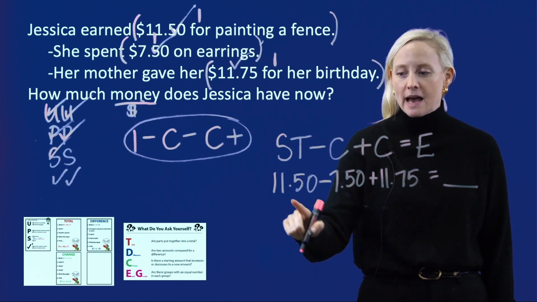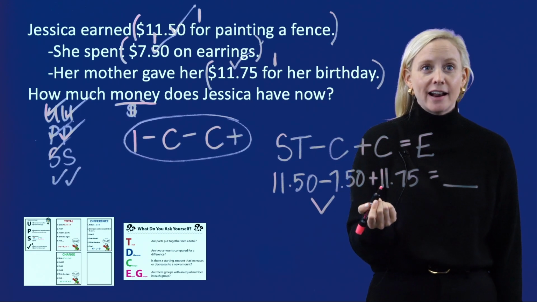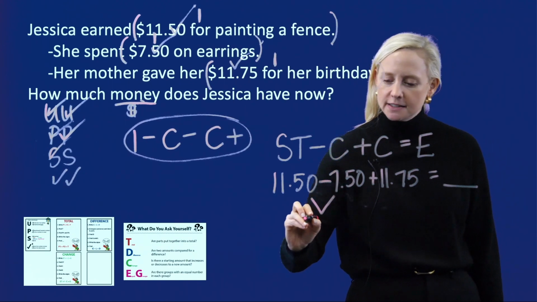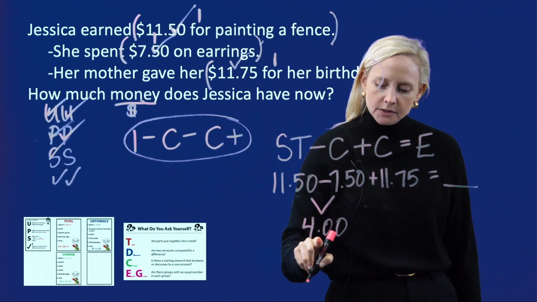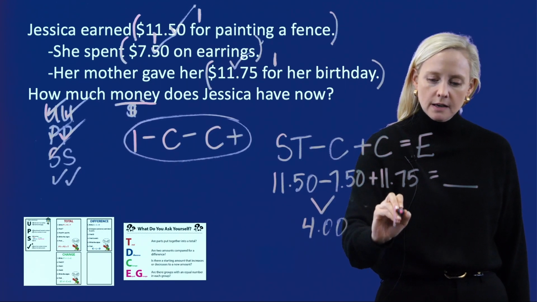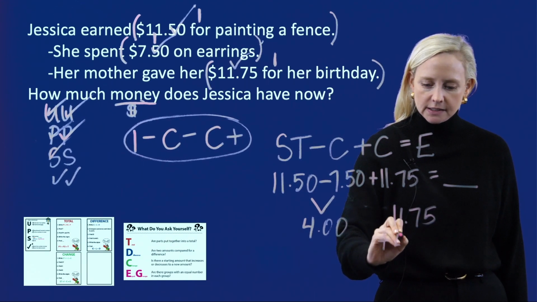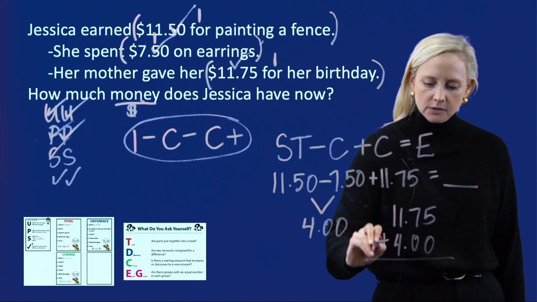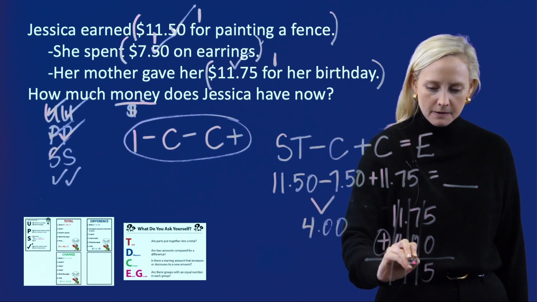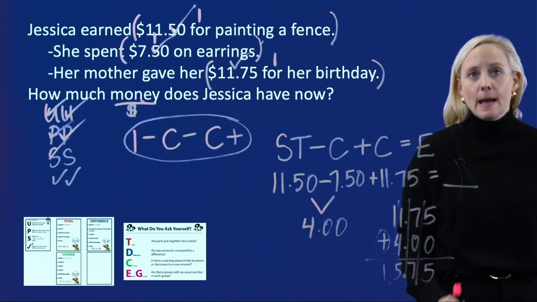So now we're ready to do the math. I'm gonna always go left to right, 1150 minus 750. I could line that up, but I also know that if I do 1150 minus 750, it's gonna give me $4. So I'm gonna actually put my decimal and my 2 zeros for place value here. And then I'm going to add the $11.75 from her mother for her birthday. So we're going to draw our lines and circle our signs. But here I have $15.75. Now I'm not finished.